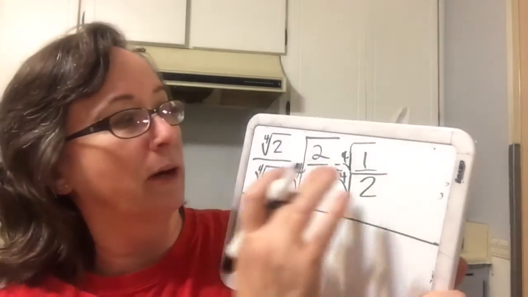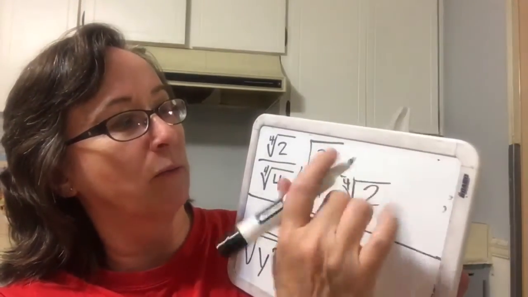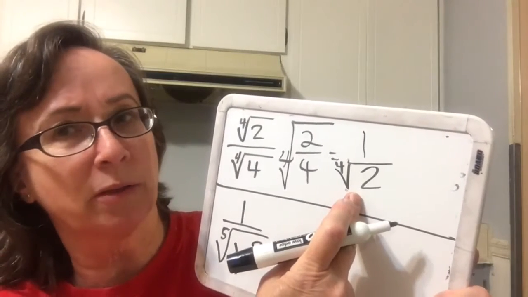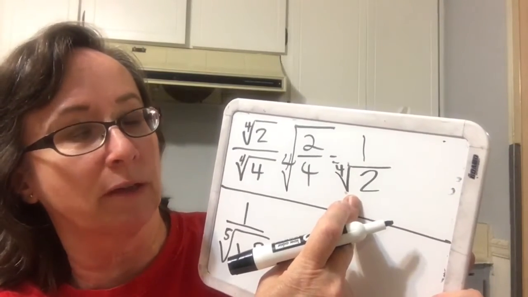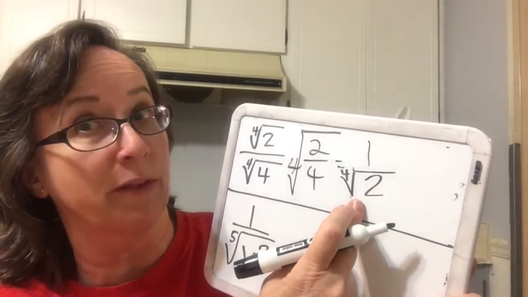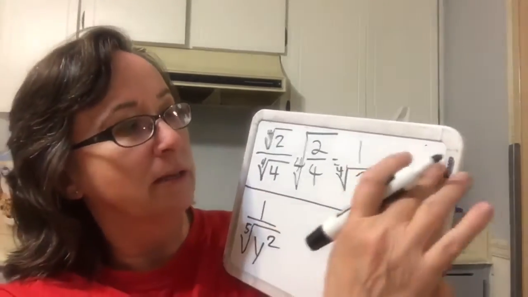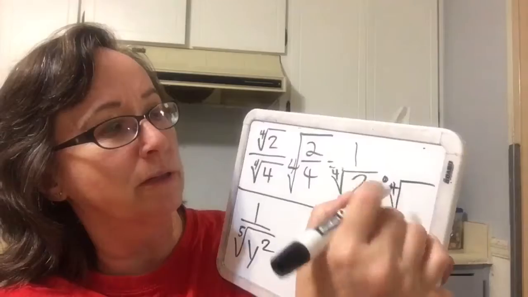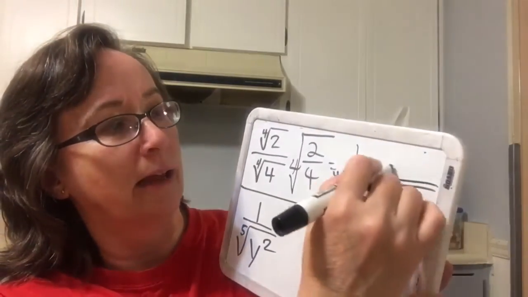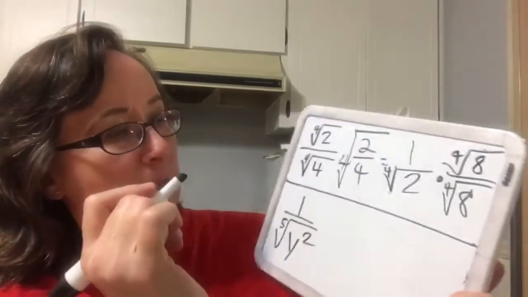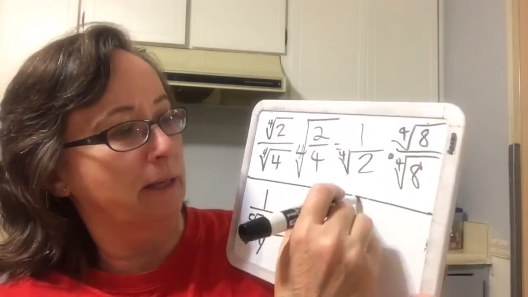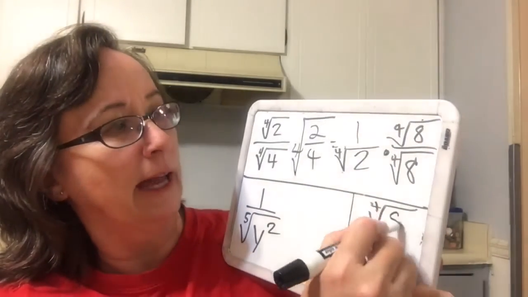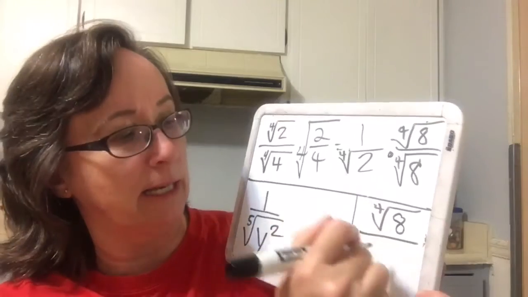And then, of course, the 4th root of 1 is just 1. So we'll make that a 1 upstairs. And now we're talking 4th roots. What do I have to multiply to get to a perfect 4th root? Well, 16 is a perfect 4th power. So we're trying to get to 16, so we're going to multiply by the 4th root of 8 and the 4th root of 8. Okay, so when we do that, this one is going to wind up being the 4th root of 8 over the 4th root of 16 is 2.